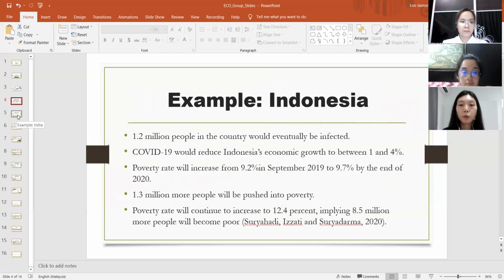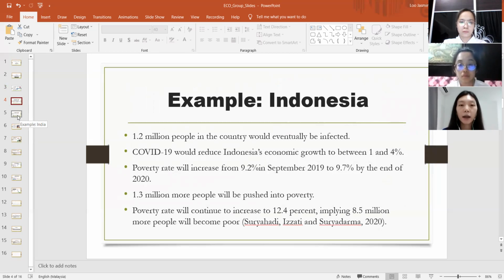One projection puts 1.2 million people in the country as eventually being infected. The economic impact is also expected to be severe. Compared to the baseline projection of 5% economic growth in 2020, various studies estimate that COVID-19 would reduce Indonesia's economic growth to between 1 and 4%.